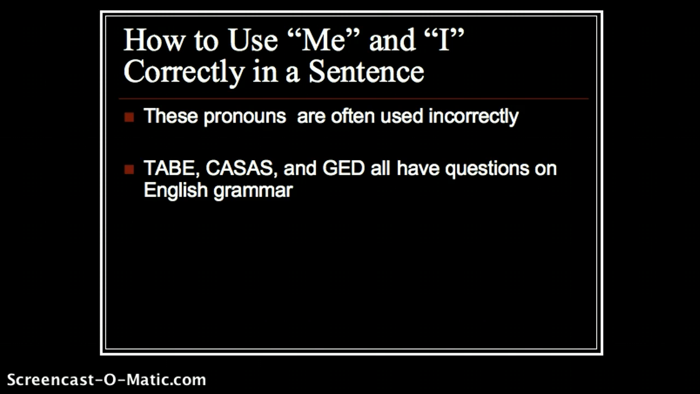Why is this important? It's important to speak correct English. In addition to that, the TABE, CASAS, and GED tests all have questions about English grammar, and one of the 5 tests for the GED is a written essay.